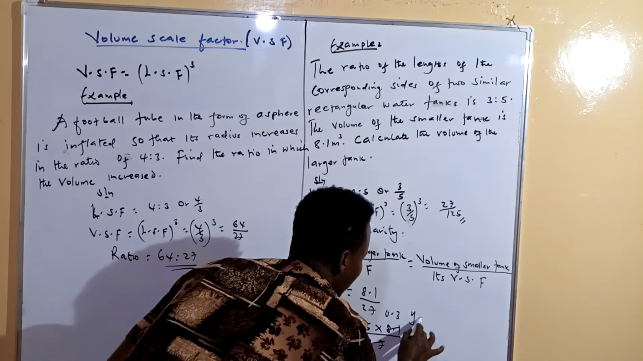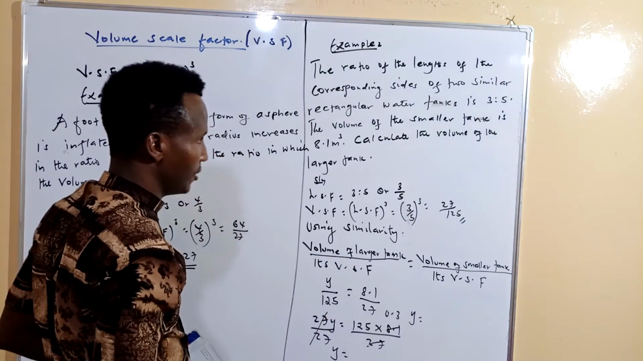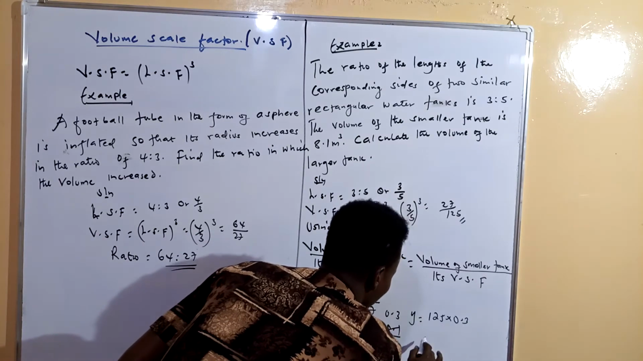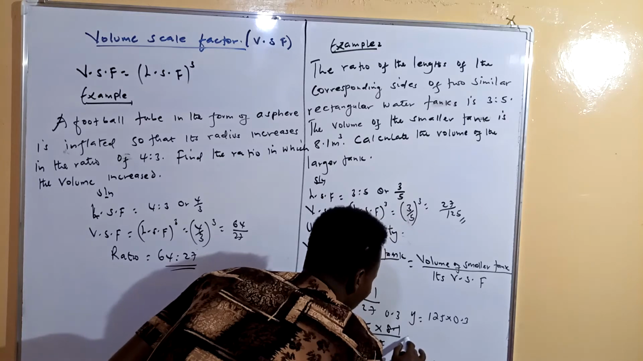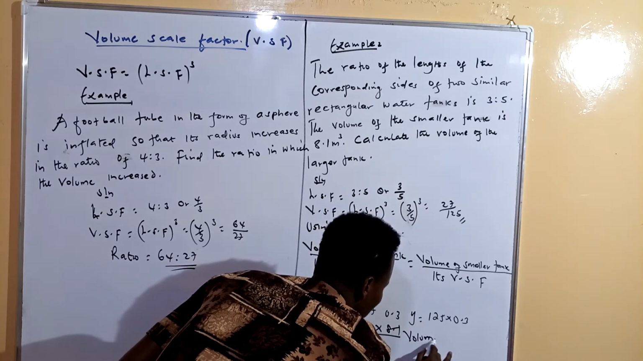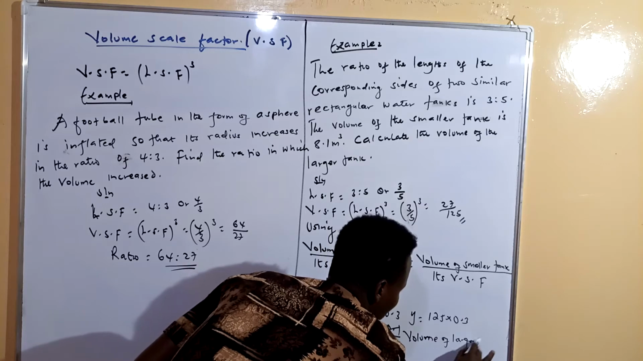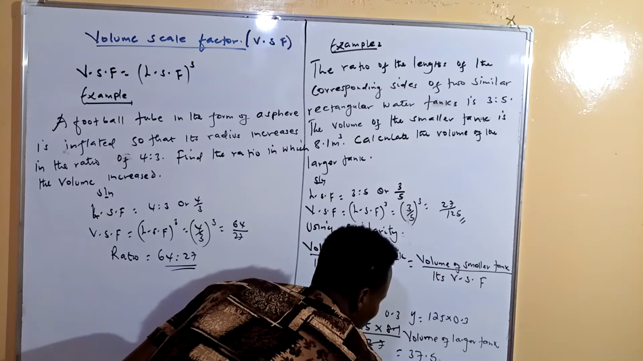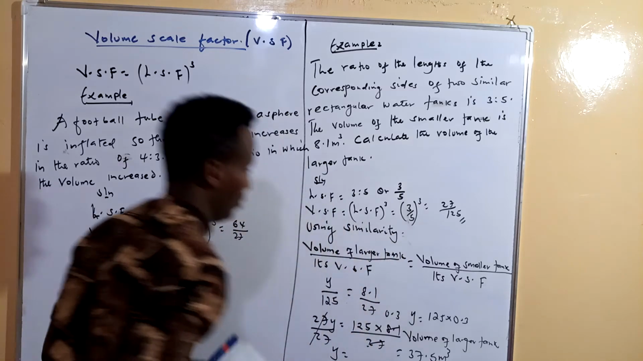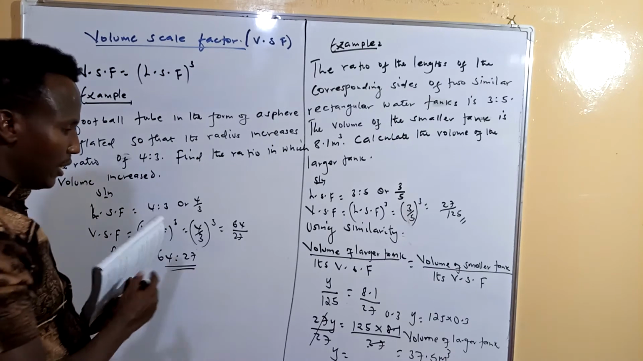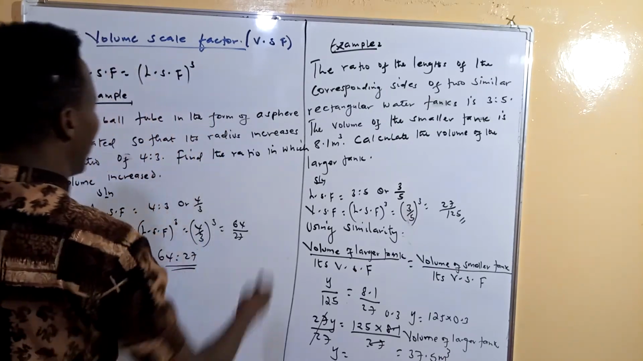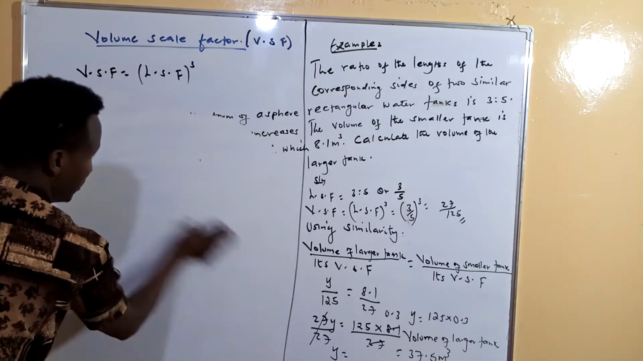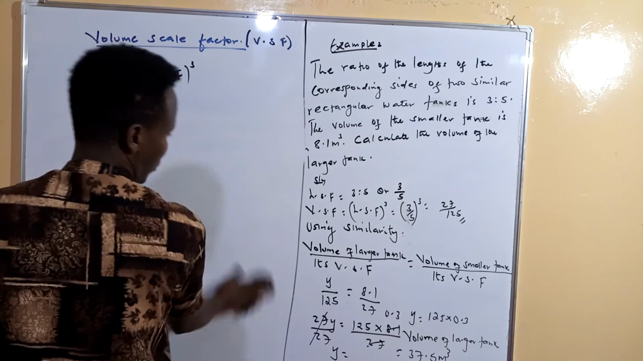So we can say y is equal to 125 times 0.3, therefore the volume of the larger tank is equal to 7.5 meter cubic. That's 7.5 meter cubic. Then let's proceed ahead and see more examples so you understand better.